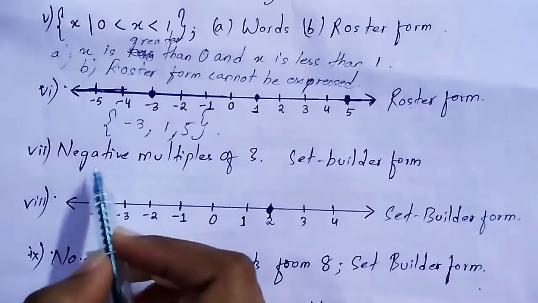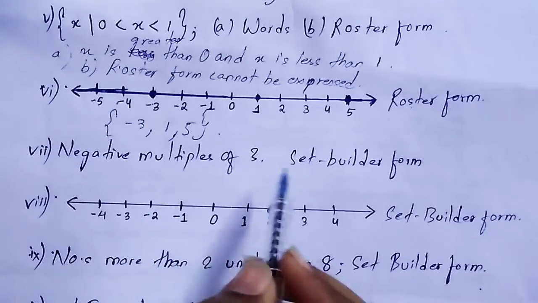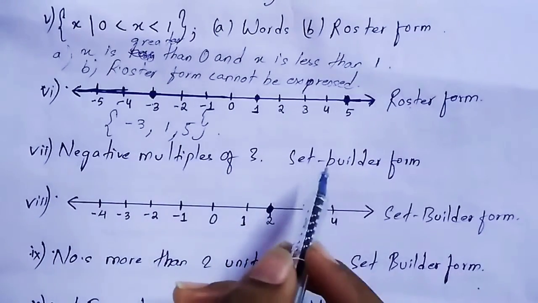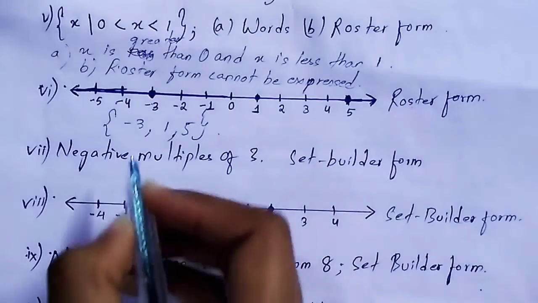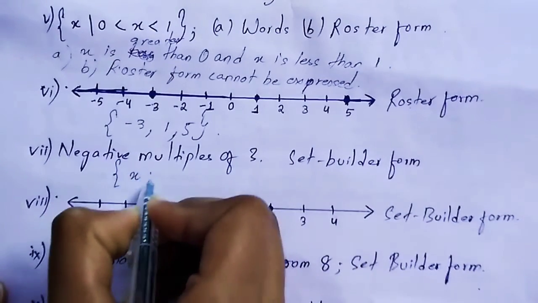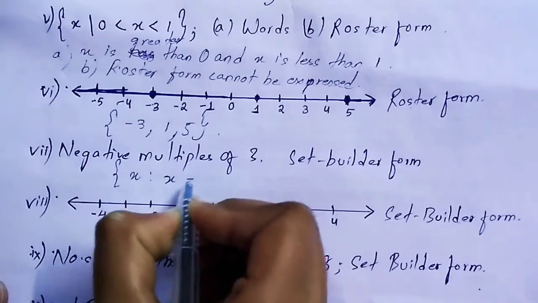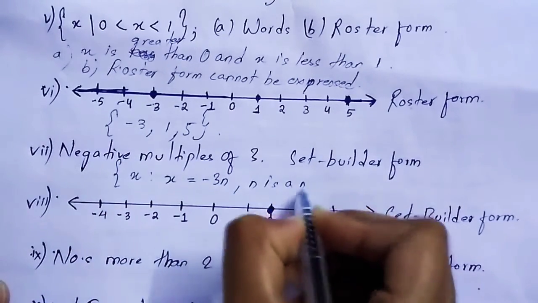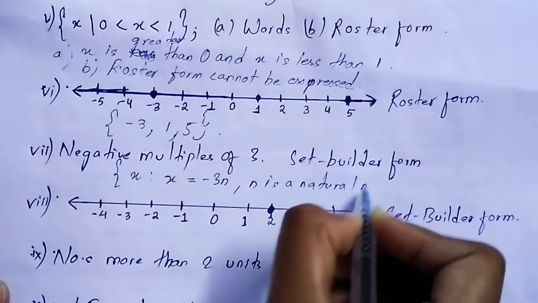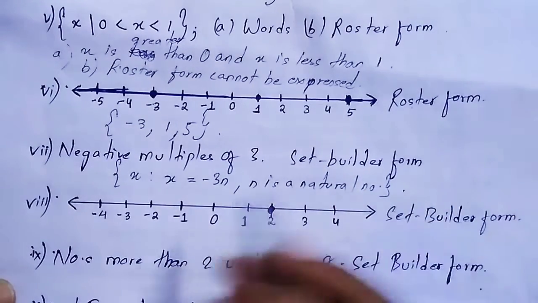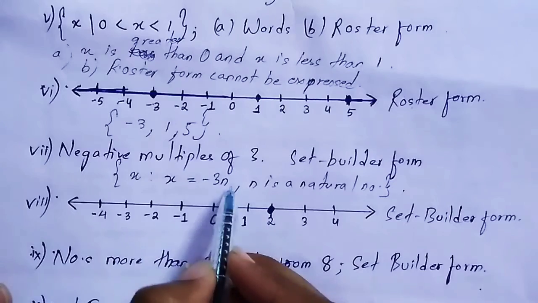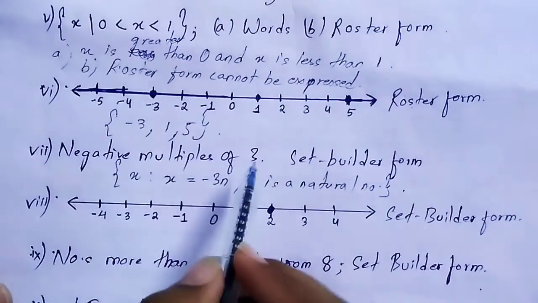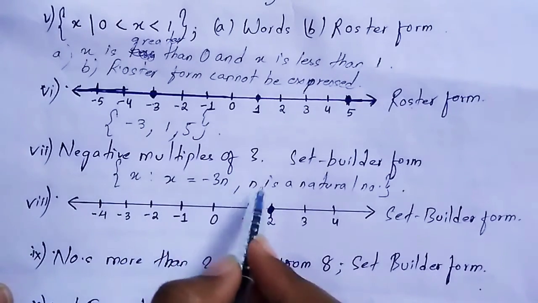Next one, number 7, negative multiples of 3. And you need to write all the negative multiples of 3 in set builder form. So you need to write it in this way. X is such that x is equal to -3n. And here n is a natural number. So friends, here you can see x is equal to -3n. That means you need to write negative multiples of 3. So -3 and n is a natural number.